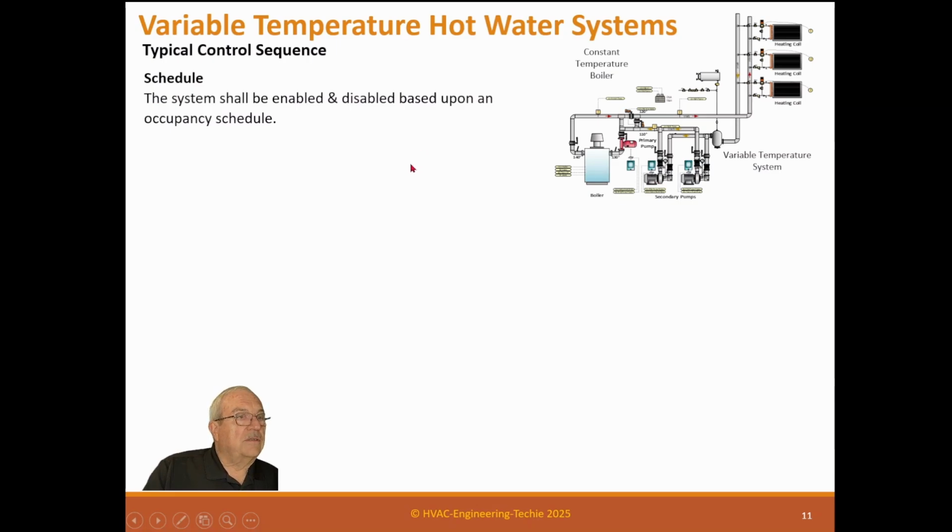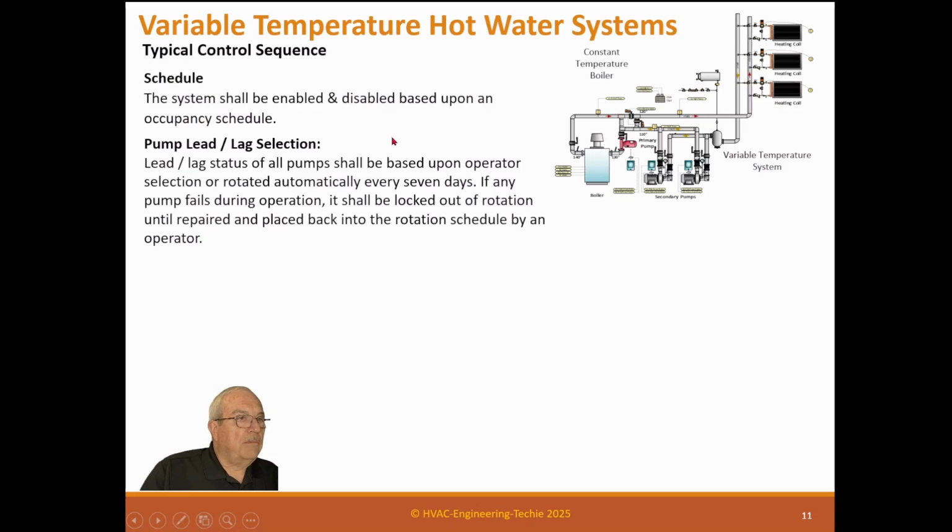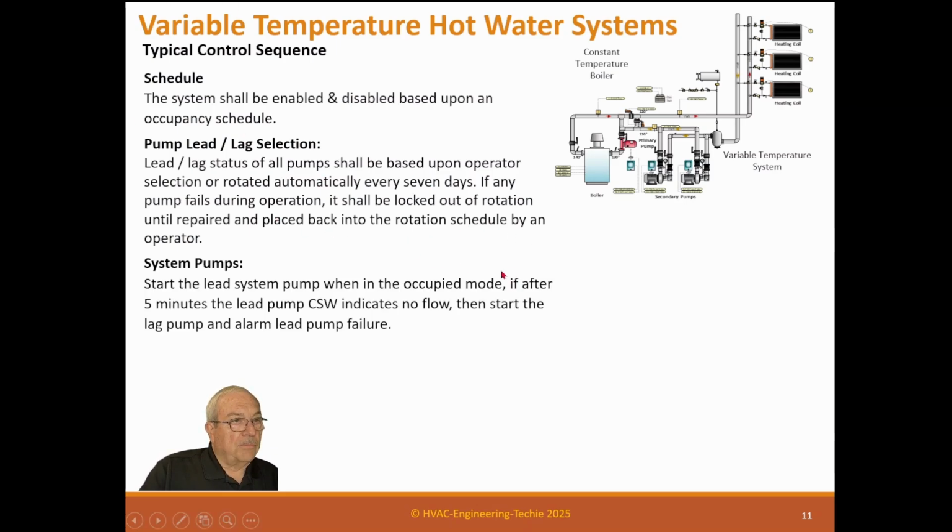So, the schedule and sequence. The system should be enabled and disabled based upon an occupancy schedule. The pump lead/lag selection, lead/lag status of all pumps, should be based upon operator selection or rotated automatically every 7 days. If any pump fails during operation, it shall be locked out of rotation until repaired and placed back in the rotation schedule by an operator. It's the same as all pumps. System pump: start the lead pump system when in the occupied mode. If after 5 minutes the lead pump flow switch says no flow, then start the lag pump and alarm a pump failure, just like all the other systems.